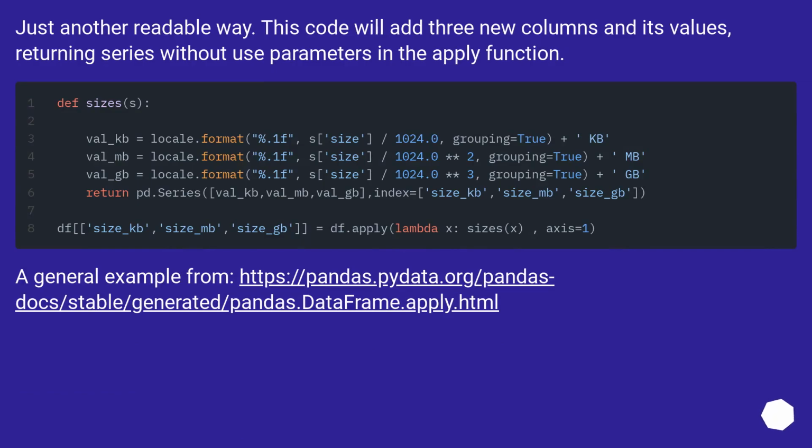Just another readable way. This code will add 3 new columns and their values, returning a series without using parameters in the apply function. A general example from this URL.